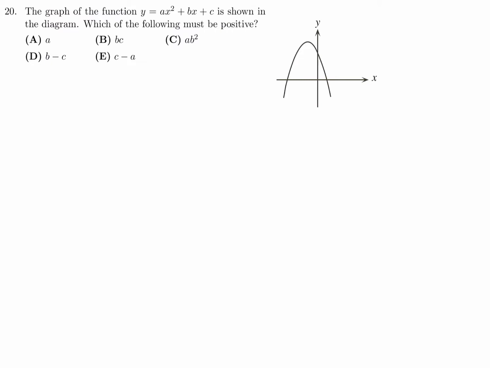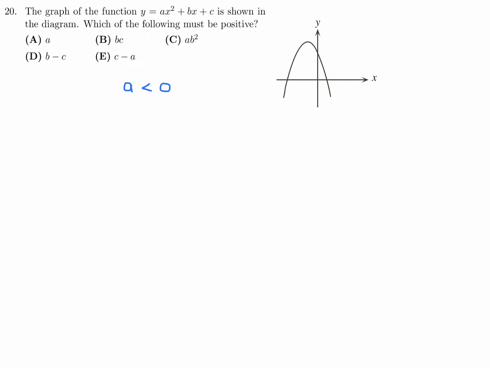The graph of the function y equals ax squared plus bx plus c is shown in the diagram. Which of the following must be positive? Well, first and foremost, notice that this parabola opens downward, right? And if the parabola opens downward, that means this coefficient right here, a, is negative. So a is less than 0. That's the first thing. Now, what about b and c? Are b and c negative or positive?